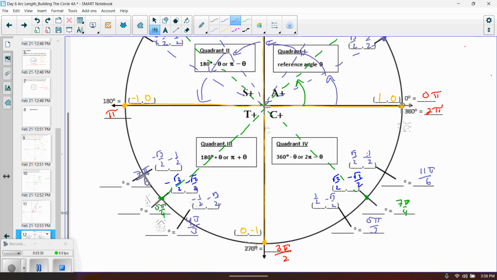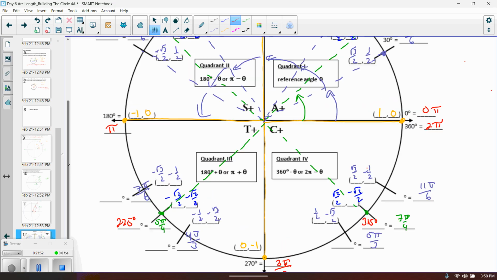Add another 45 degrees, you're at 225. Adding another 45, we're at 270. Add another 45 degrees, we are at 315. And then add another 45, we're all the way back around to 360. So we're just counting by 45s.